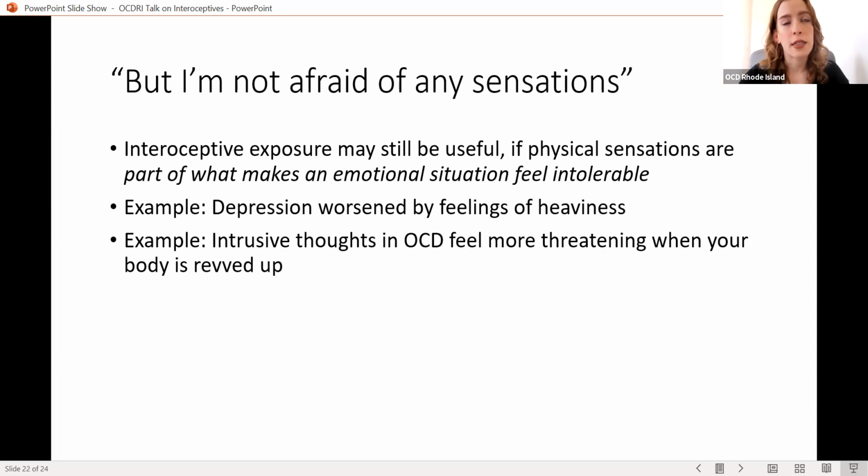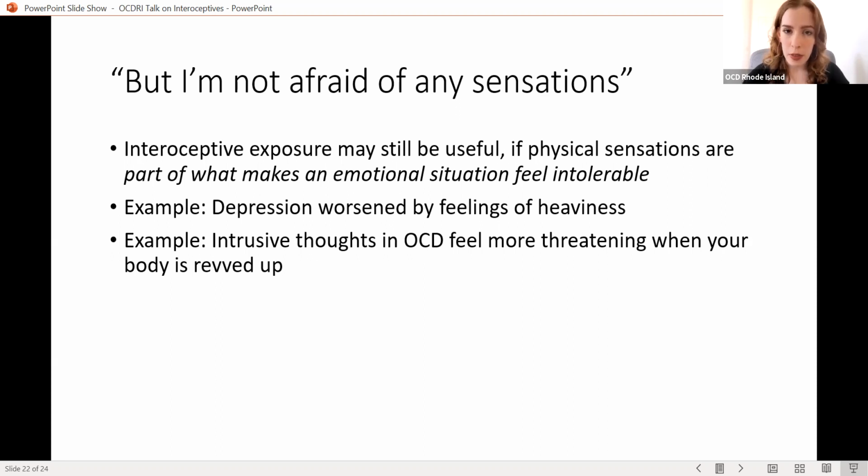I should also say that sometimes it's not a fear of the sensations exactly that's in play, but rather strong physical sensations can make emotional contexts feel that much harder to tolerate and can make a person more likely to do an avoidance or escape or control move when they're having that unwanted emotional experience.